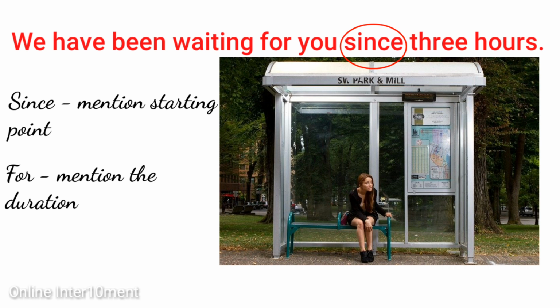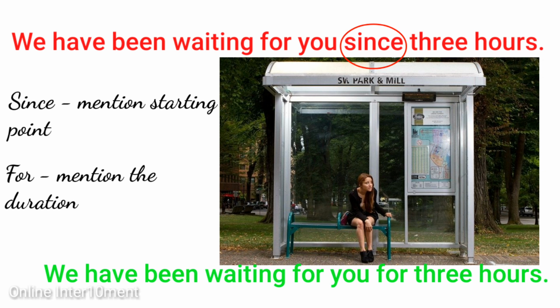Children often become confused in these two because they can't understand where to use since and where to use for. So don't get confused because since should be used whenever we have to mention the starting point. And for should be used for the duration. Like I can say, we have been waiting for you for 3 hours. 3 hours is the duration. And I can say, we have been waiting for you since 5 o'clock. That will be the correct one.